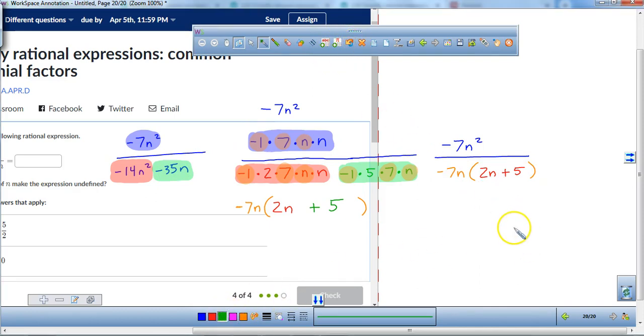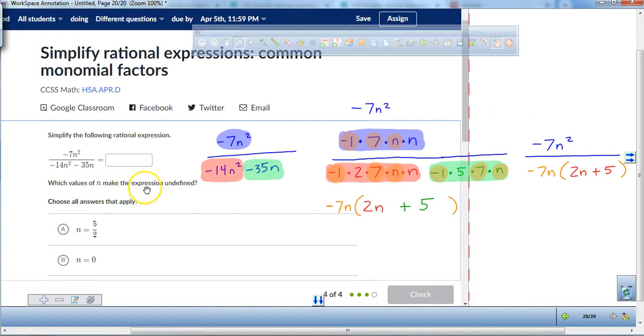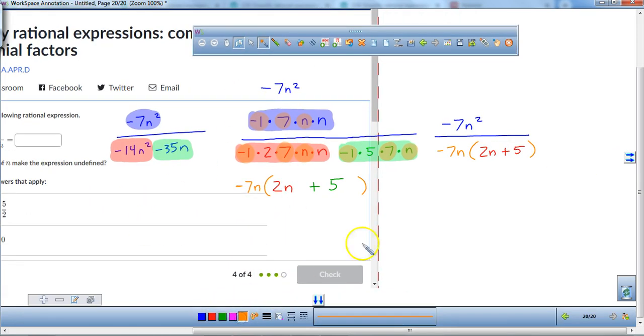Now here's what happens. We have to figure out which values of n make the expression undefined. Now what does that mean? One thing you can never have in the denominator is 0. You can never divide something into nothing. Therefore, the number that you could plug in here to make everything 0 would be 0, because 7 times 0 multiplied by anything makes it equal to 0. The number that you'd have to plug in here to make this equal to 0 is actually negative 5 over 2.